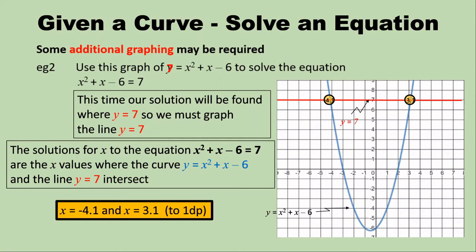Now this time my answers are not exact. I couldn't see exactly what x values I'd found. However, I can see that one of those answers is just below negative 4, so negative 4.1, and the other answer is just above 3, so 3.1. It doesn't need to be perfect. However, your answer must match your graph, and your graph must be accurate enough to be reasonable. So make sure that your curve is nice and smooth, symmetrical, and neat.